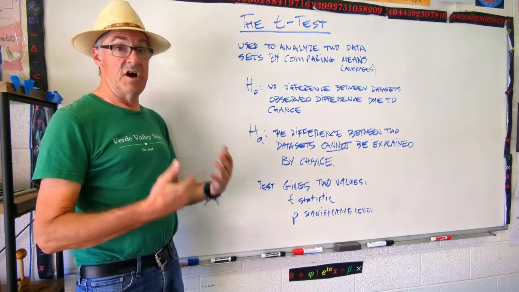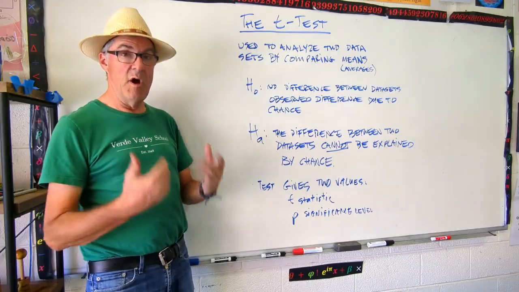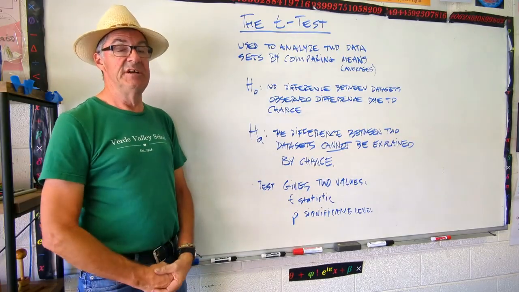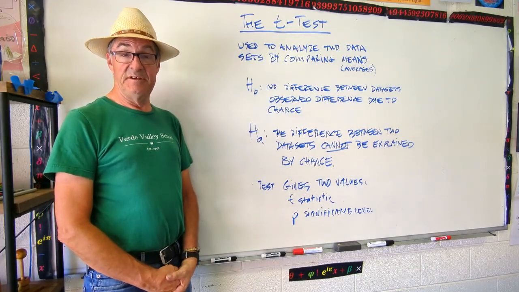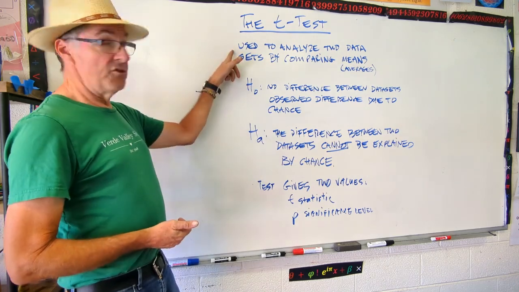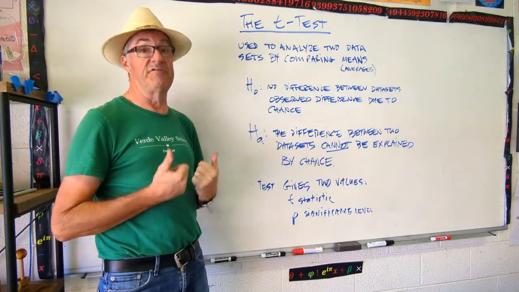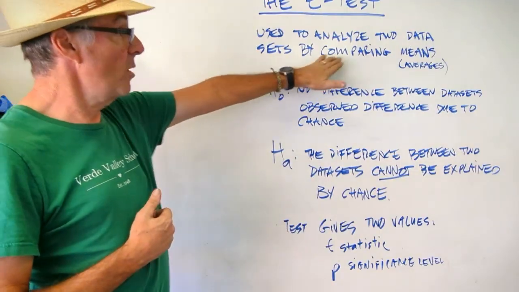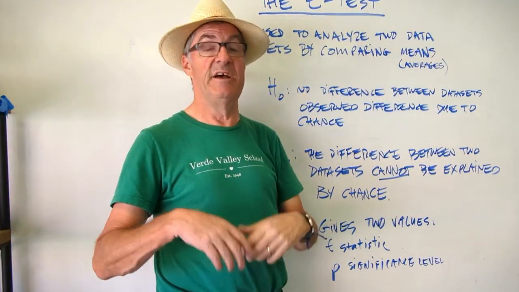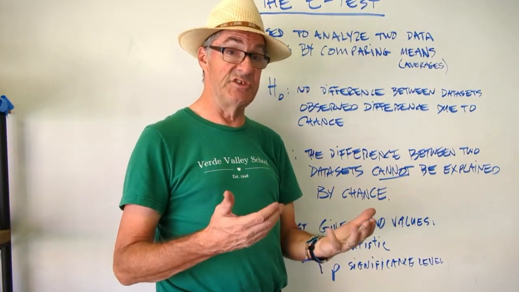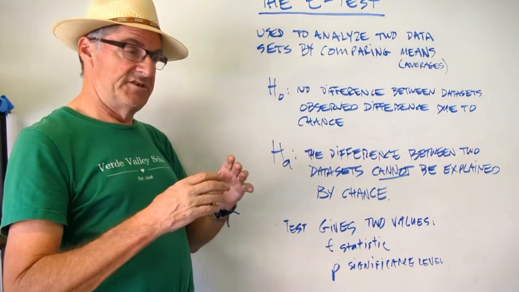Today's lesson covers t-tests and what they mean and how we use them to analyze data. So let's get started. The way t-tests are used is they are used to compare 2 sets of data. We do this by comparing their means or their averages. And so this allows us to do 2 things.